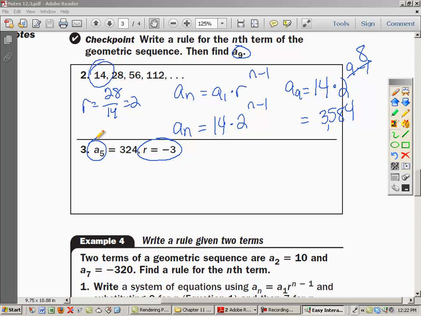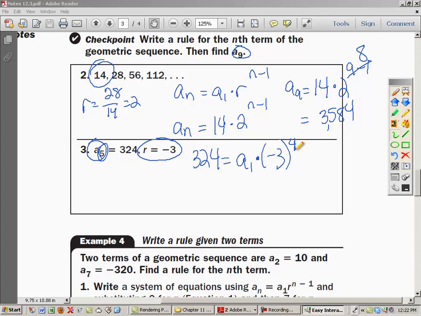All right, for the next one, now we give you the common ratio, and we give you one of the terms in the sequence. So this is 324 is equal to the initial value a1, which we don't know. We know the common ratio is negative 3. We're going to raise that to the n minus 1 power. Well, if this is the 5th, then this becomes 5 minus 1, which is 4.